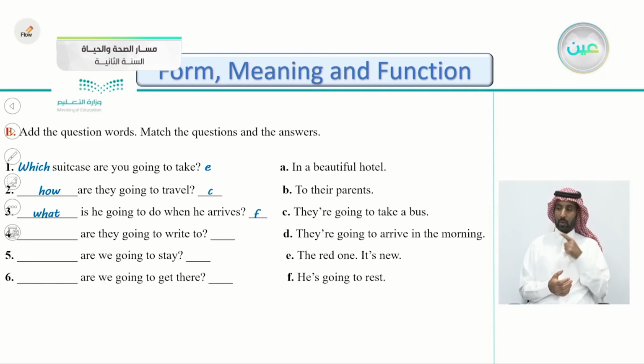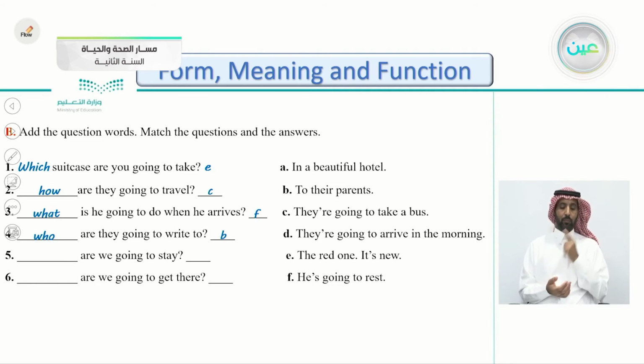Number 4. Are they going to write to? They're asking about the recipient of the letter. So you're asking about a person here. Very good. The word who. Who are they going to write to? Which one of these answers indicates a person or people maybe? Yes, very good. The letter B. To their parents. So the recipient here is the parents. Who are they going to write to? To their parents.